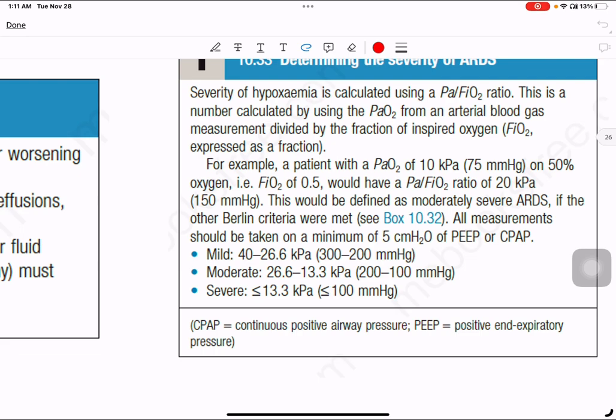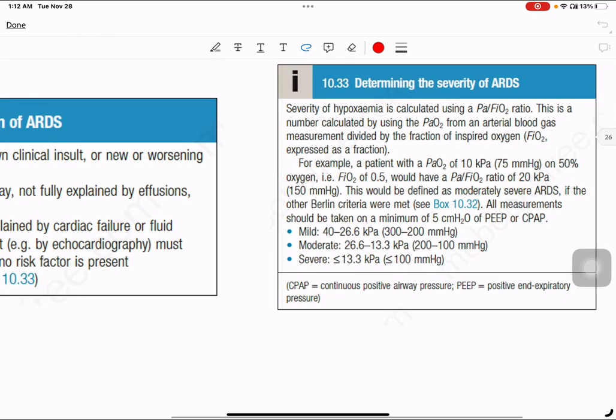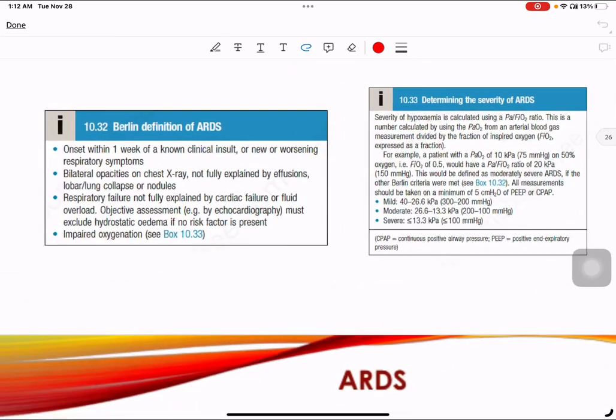If the ratio is 40 to 26.6 kilopascal, that is from 300 to 200 millimeter of mercury, then it is mild. If it is less than 26.6 and down to 13.3 kilopascal, that is from 200 to 100 millimeter of mercury, that is moderate. If it is less than 13.3 kilopascal, or less than 100 millimeter of mercury, then it is severe acute respiratory distress syndrome.